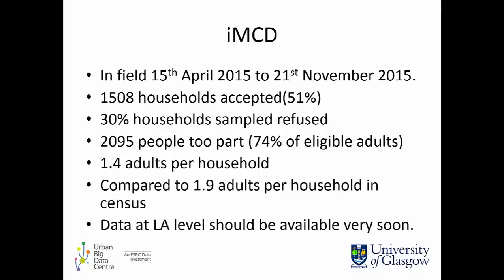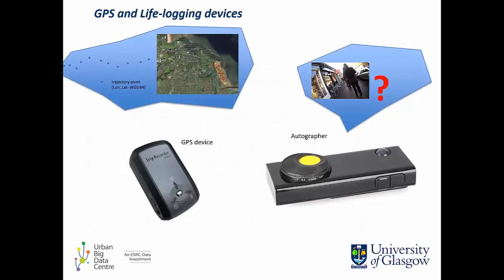So that's about 1.4 adults per household compared to the 1.9 adults per household in the census. And the data is at local authority level, and that should be available quite widely soon. So you should be able to get that data fairly soon. Okay, and now I'm going to hand over to Sheila.